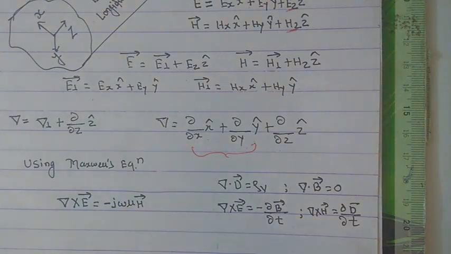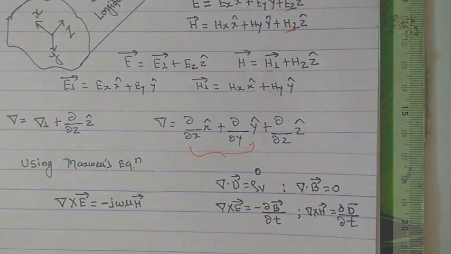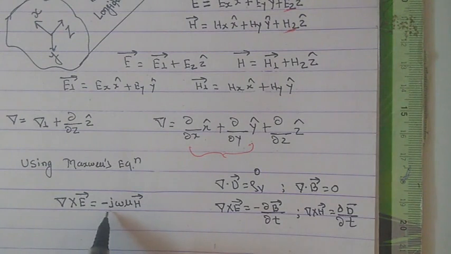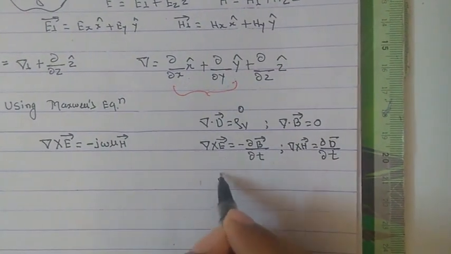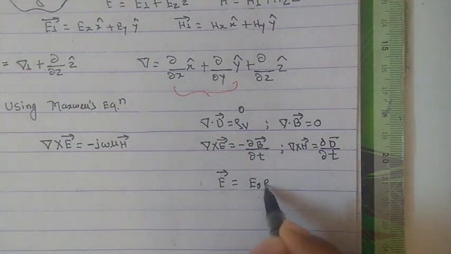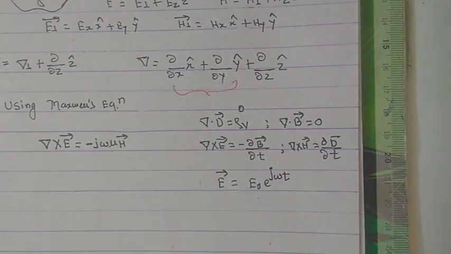Similarly, if there are no charges, there will be no charge density, so that will become 0. So in that case, what we have written is a phasor form of Maxwell's equation. To come to that equation, we can write E or H as its magnitude and its variation with respect to angular frequency and time.